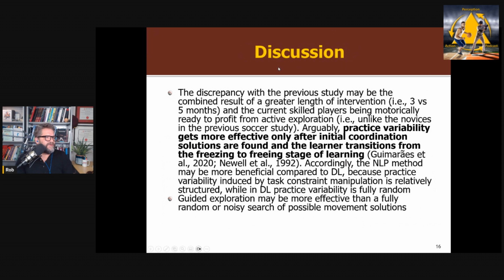So regarding the discrepancy with their previous study, they had greater length of intervention. There's kind of this argument that practice variability might be more effective after initial coordination solutions are found and the learner transitions from freezing to freeing stages of learning, right? So with a shorter study, maybe the person's not able to take advantage of the constraints and the variability to develop degeneracy because they're freezing. Guided exploration may be more effective than a fully random or noisy search of possible movement solutions, i.e., differential learning. So the CLA approach seems to be better for reducing injury risk, at least in their study, as opposed to completely randomly doing different movements, which is what is promoted in differential learning, of course.